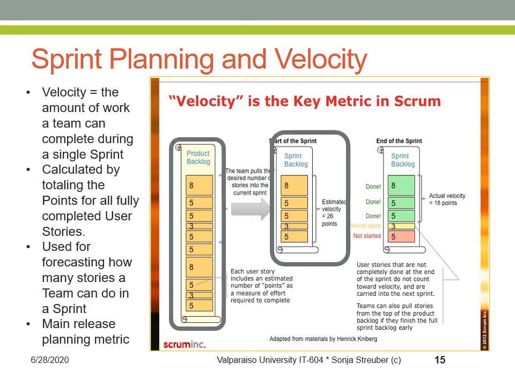So in our example, the estimated velocity for the sprint backlog is 26 points. Let's hope that the team was correct in estimating what they could get done and did not overpromise. Now let's look at the end of the sprint. Uh-oh. Out of the promised 26 points, the team got only 18 completely done. 3 are in progress, but they don't count, and the 5 that weren't even started certainly don't count.